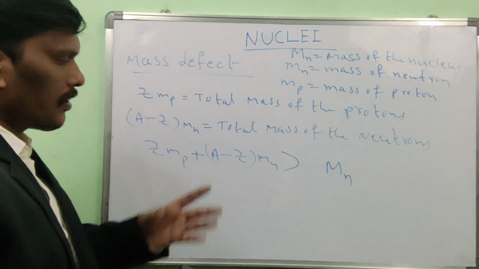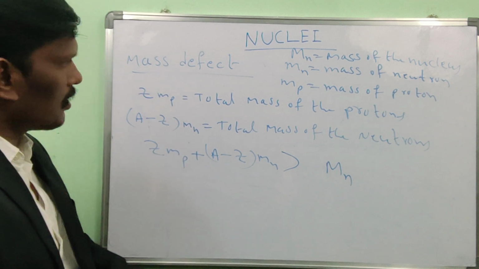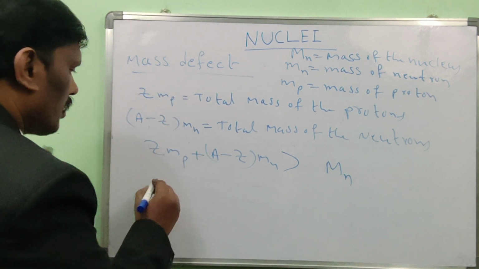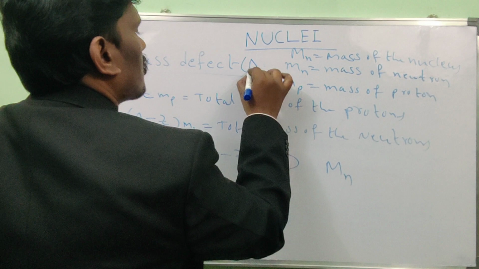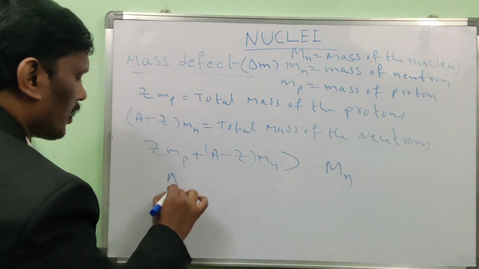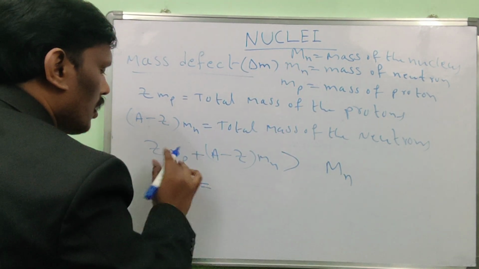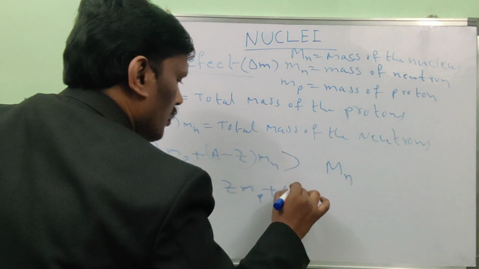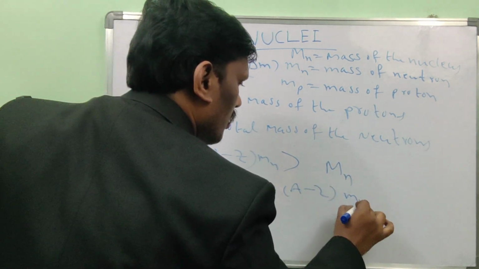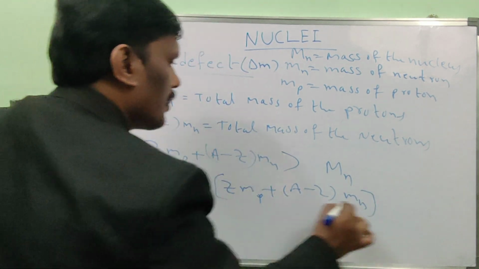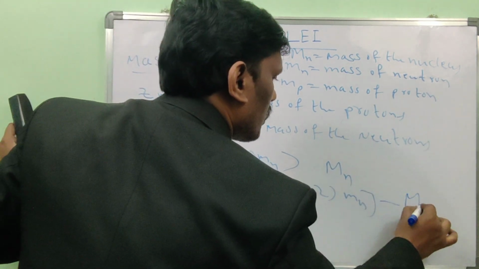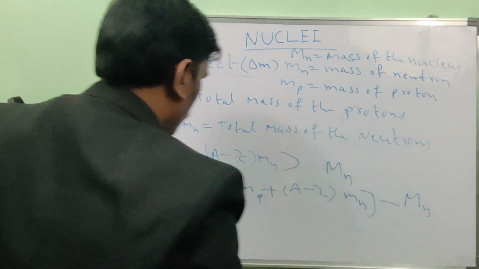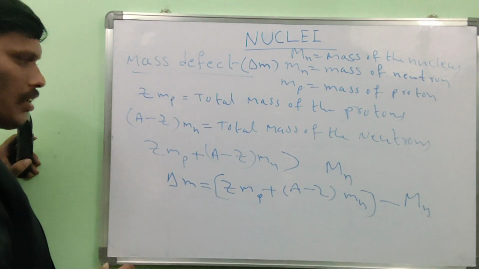Of course, some mass is reduced. That is known as the mass defect. We represent the mass defect with the symbol delta m. Then how to calculate delta m? Delta m is the difference between these two, that is Zmp plus A minus Z times Mn. From this I need to subtract the mass of the nucleus. This difference gives the mass defect.